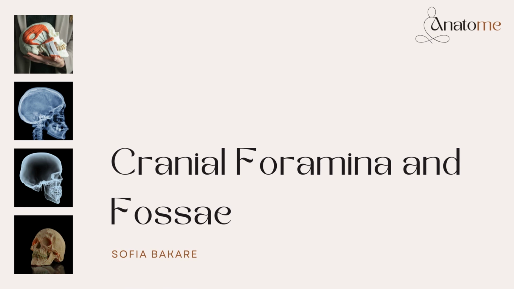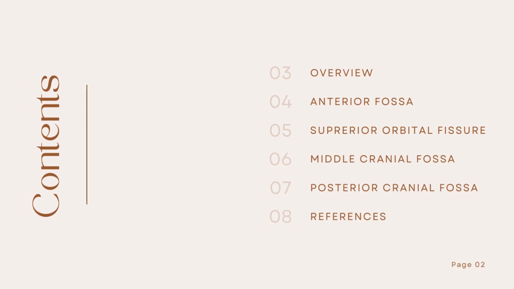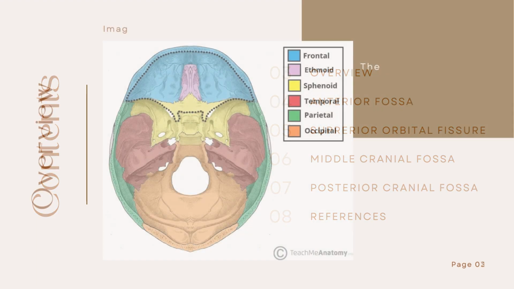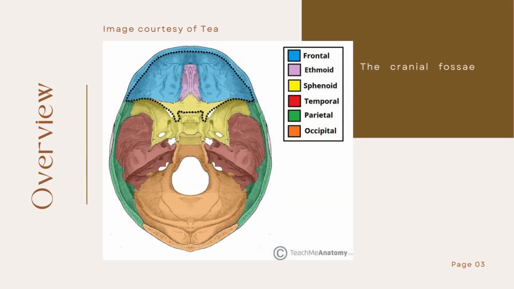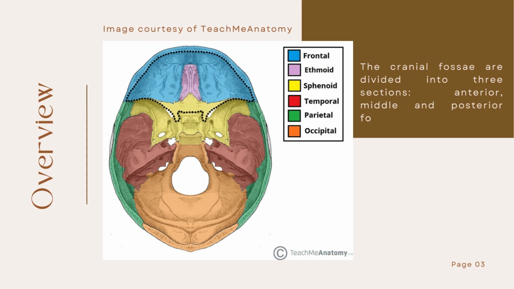This is a presentation on cranial foramina and fossa. Obviously, there's quite a lot to cover on this topic, and the only things that I've included are things that are very high yield and have some clinical relevance to it. So let's get started. First things first, it's important to know that the cranial fossa is divided into three sections. There's the anterior, middle, and posterior fossa, and that helps to place where different structures and openings are.